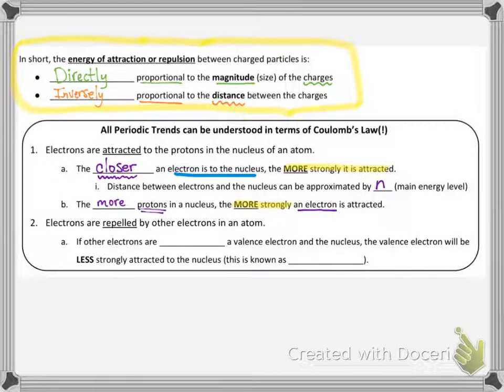Now, electrons are repelled by other electrons because that's the energy of repulsion between two like charges. So if other electrons are between a valence electron and the nucleus, the valence electron is actually less strongly attracted to the nucleus because of electron-electron repulsion. This is known as electron shielding. Okay, we have one last concept to discuss relative to Coulomb's law, and then we can dive into trendy trends.